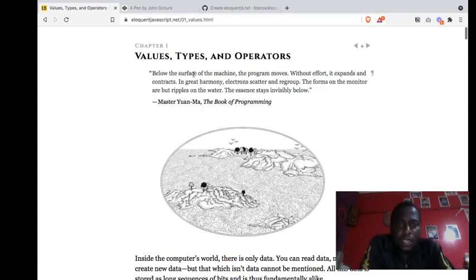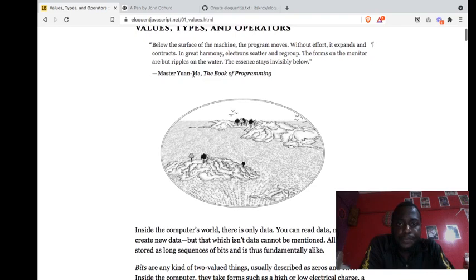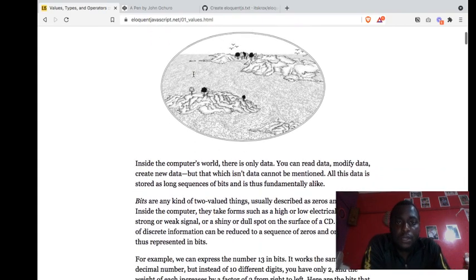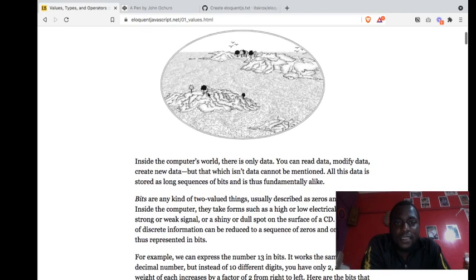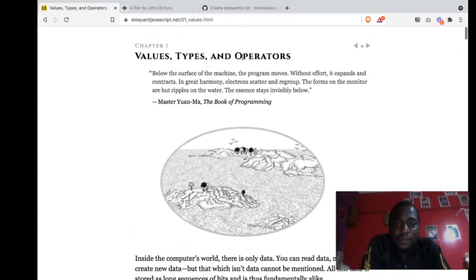Start by a quote. Below the surface of the machine, the program moves without effort. It expands and contracts in great harmony. Electrons scatter and regroup. The forms on the monitor are but ripples on the water. The essence stays invincibly below. This is by Master Yuan-Ma from the Book of Programming. And I think these are the ripples on the screen. I like that image. And then, yeah, I think so. These are the electrons that scatter and regroup.